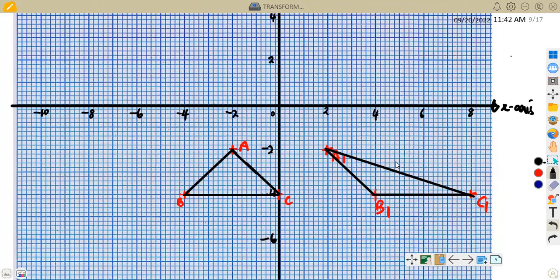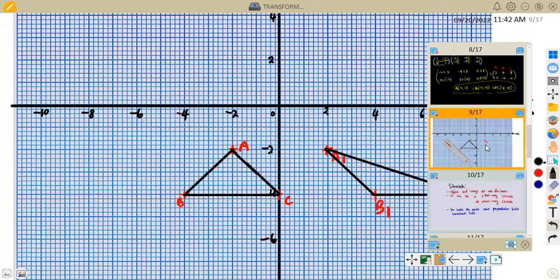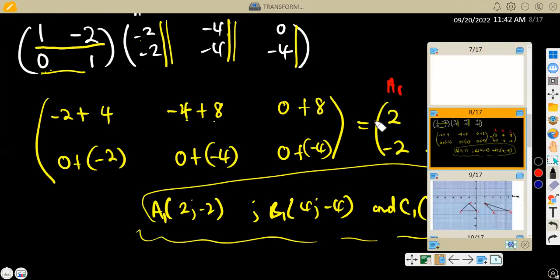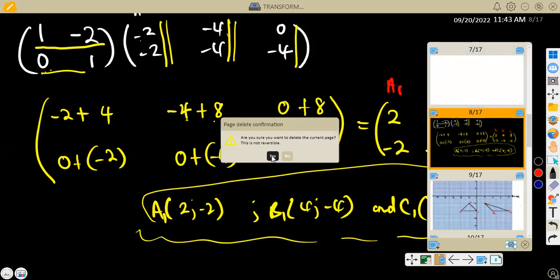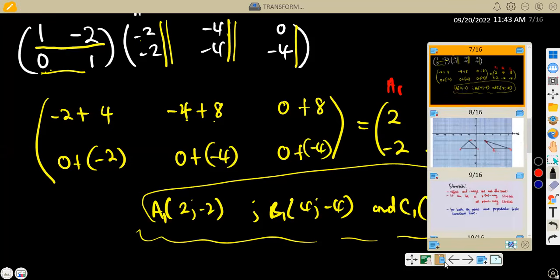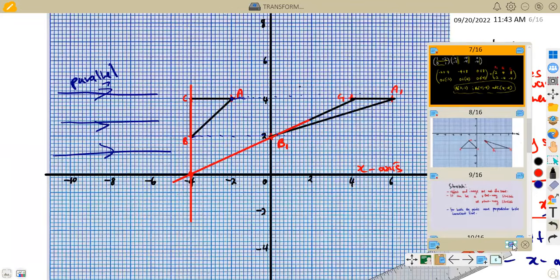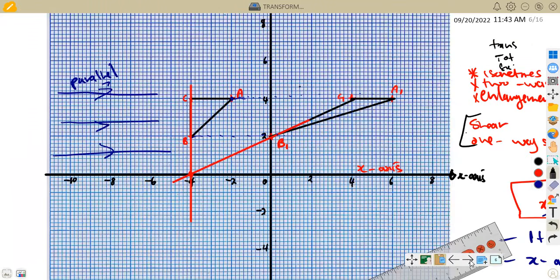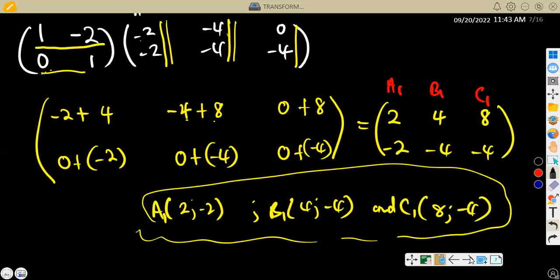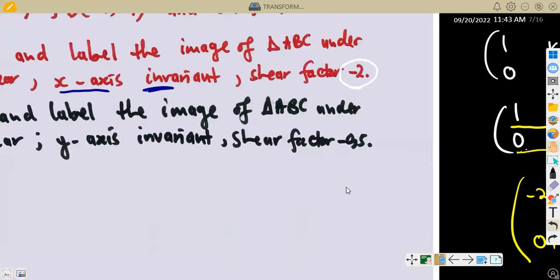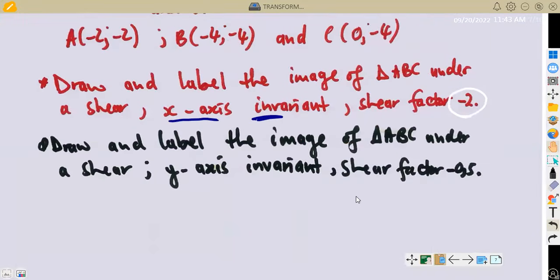So we can't say this is an enlargement. Enlargement is totally out. And also the question is not about describing what the transformation is. The question is for you to draw the image from the matrix that you are given. So take note of the question that you were given, guys. The question was for you to draw the image. So what you need is to have the question down. What is the question? Draw the image under which transformation. Then you take your transformation. That was x-axis invariant shear, factor -2. So you just need your matrix.